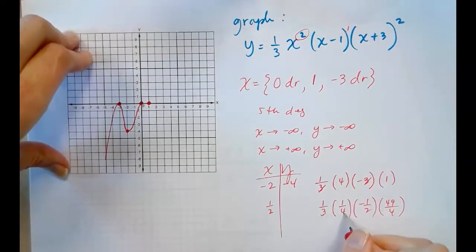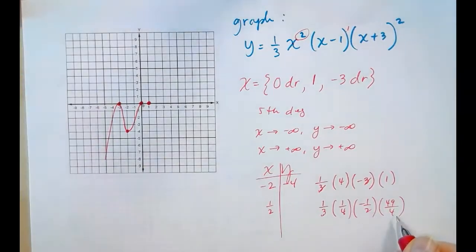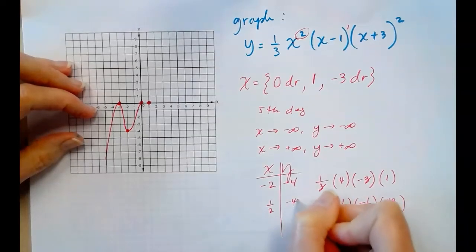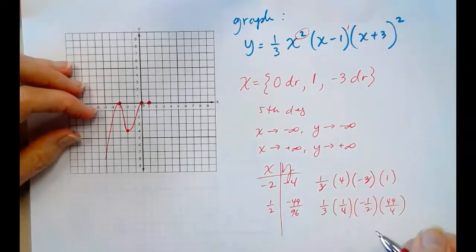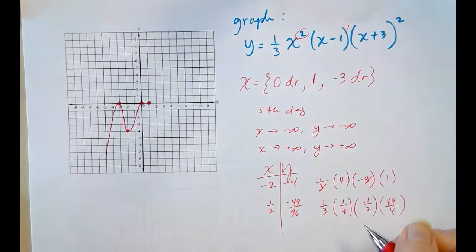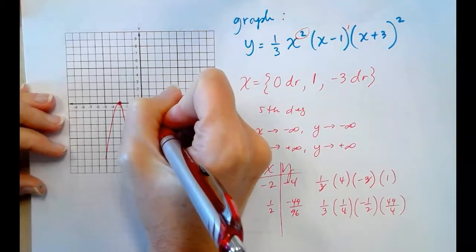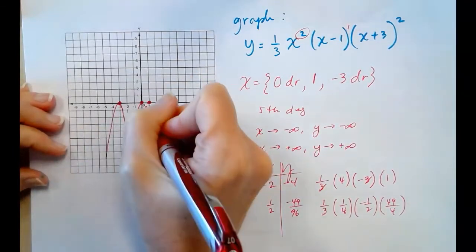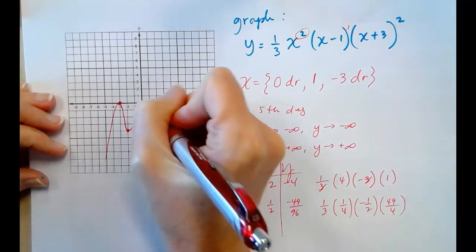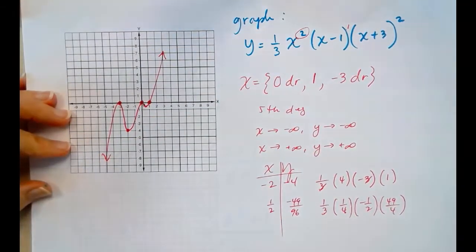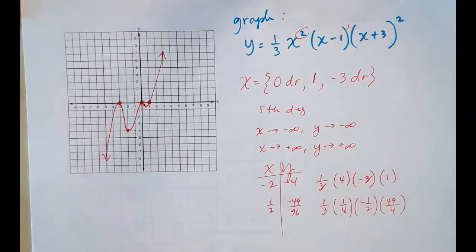Well, 3 times 4 is 12. 12 times 8 is 96. So we're looking at -49 over 96. That is only slightly larger than -1/2. So what is happening here? We're going down. So we are bouncing at 0, going back down, and then going up. So there you go. That is a pretty quick rendition of that graph with a bit of precision.